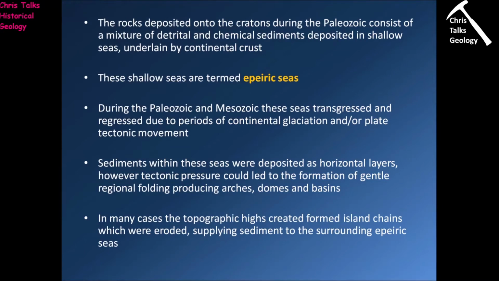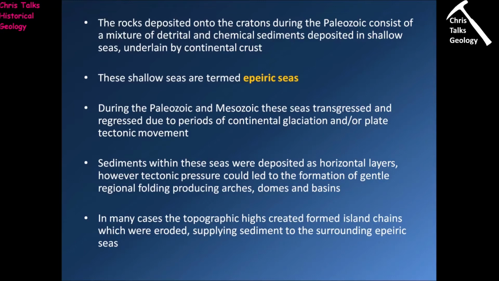The rocks deposited onto the cratons during the Paleozoic consist of a mixture of detrital, so that's clastic, and chemical sedimentary deposits which have been deposited into shallow seas underlain by continental crust. The term for one of these shallow bodies of seawater which is on top of continental crust is called an Epeiric sea. Of course they're different to larger ocean basins where the water is sitting on top of oceanic crust. During the Paleozoic and the Mesozoic, these seas transgressed and regressed due to periods of continental glaciation and/or plate tectonic movement.